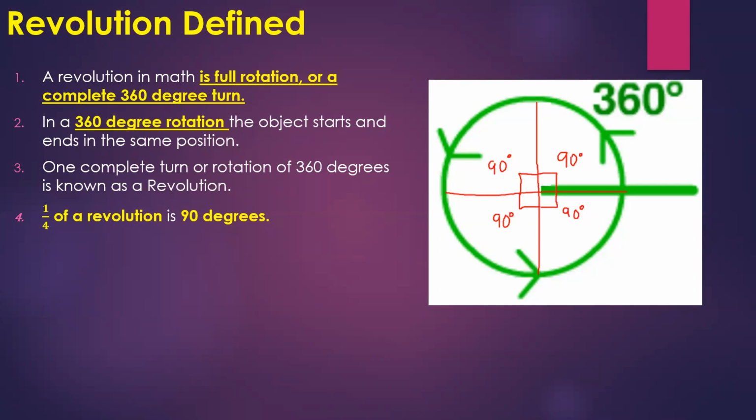Kevin, what is 1/4 of a revolution? Kevin Hamilton, are you there? Yes, sir. What is 1/4 of a revolution? A fourth of a revolution is 90 degrees. Very good, 90 degrees.